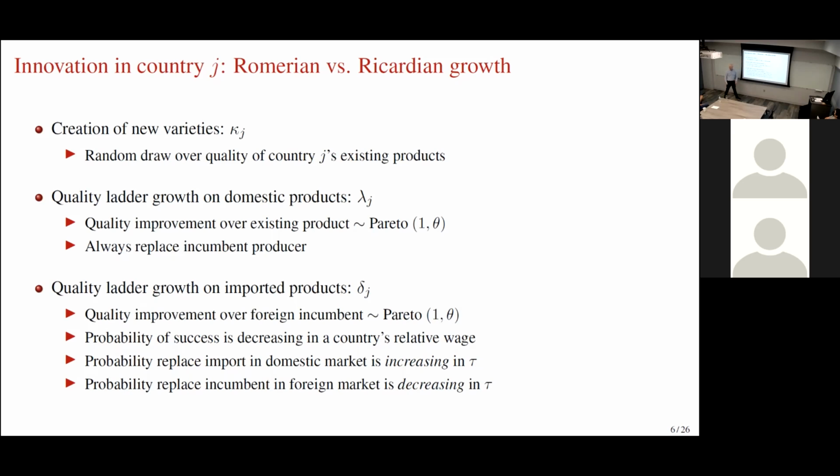Yeah, that's true. Okay, so one thing to clarify though, not all the Romerian varieties are sold everywhere, they have to be good enough. That's true too.